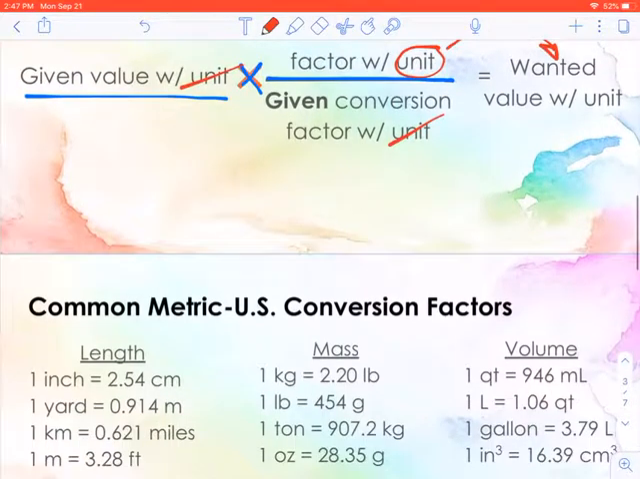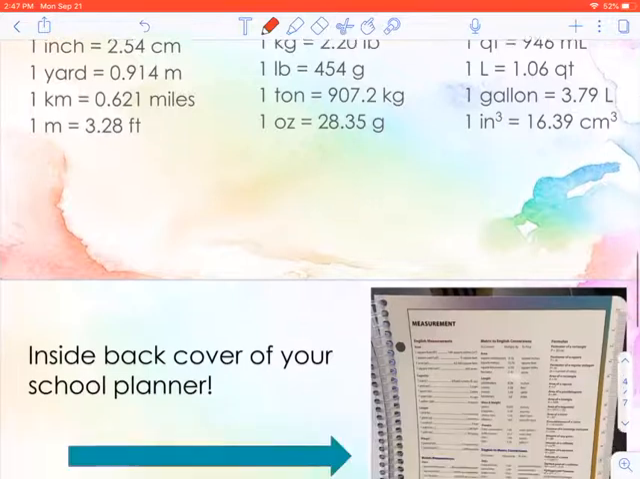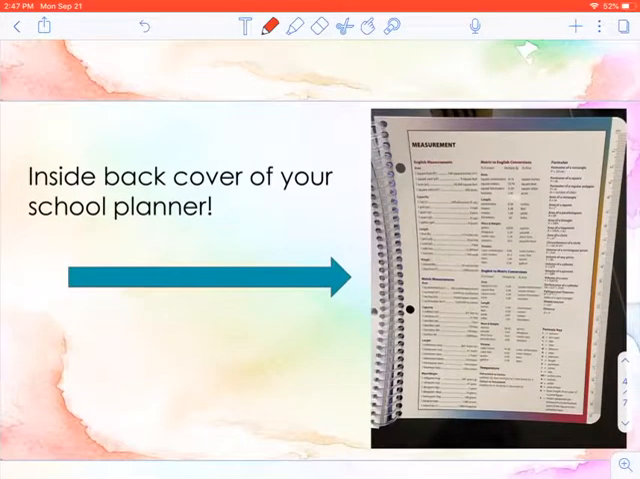Okay. So these are some common metric to US conversion factors. So we've got some things here for length, mass, volume. This is what you can reference back to. I'll include it with your practice in this formative assignment. And also very helpful, the inside of the back cover of your school planner, you've got tons of conversions in there.